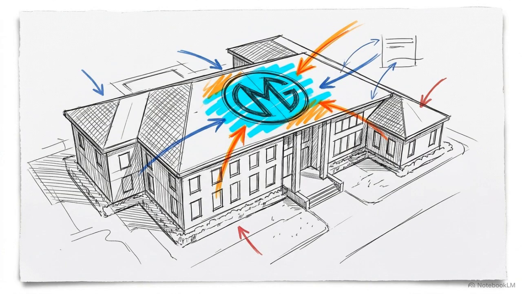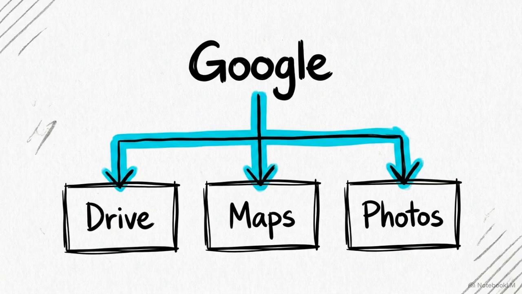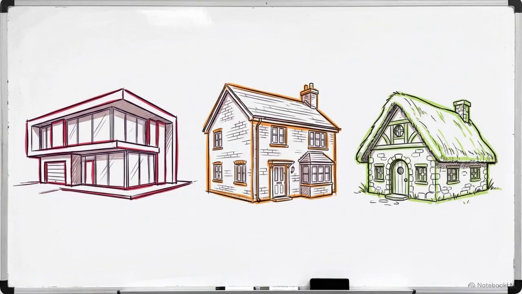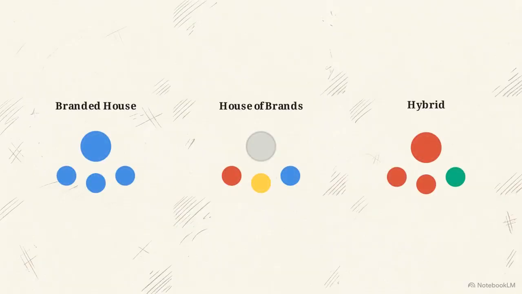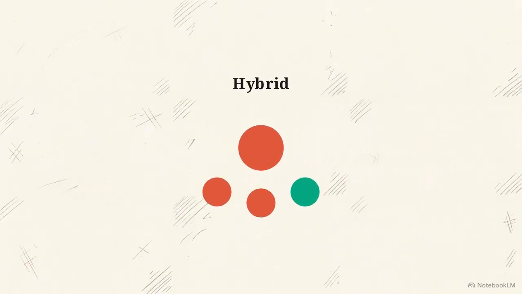First is a branded house, where one dominant master brand is used across all products. Google operates this way, with Google Drive, Google Maps, and Google Photos all leaning heavily on the primary brand name. Second is a house of brands, which keeps individual brands entirely separate from the parent company. When a consumer buys Axe body spray, Dove soap, or Hellmann's mayonnaise, they usually have no idea they are all Unilever products. The third approach is a hybrid model, which uses a mix of both strategies.